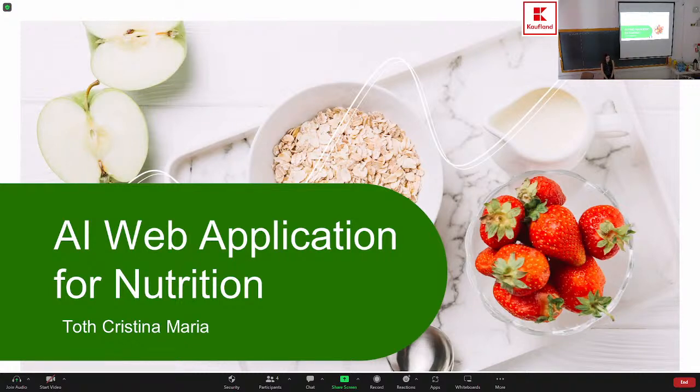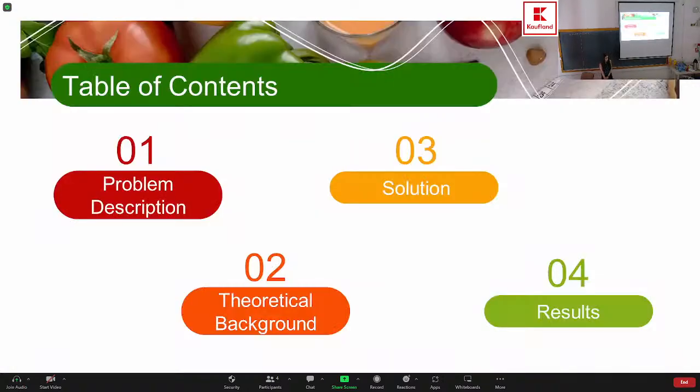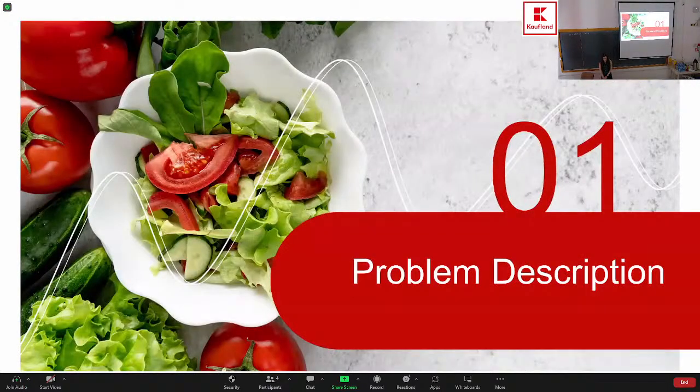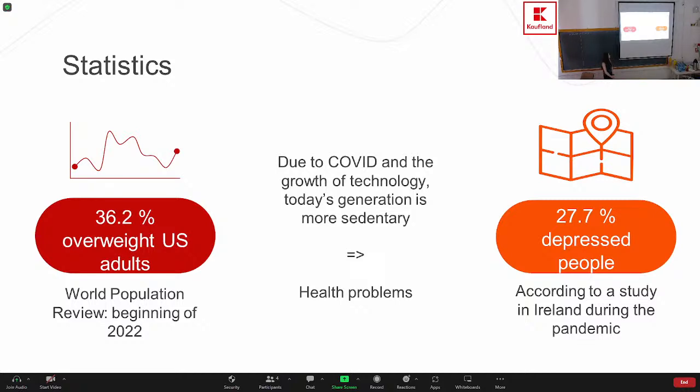Hello, my name is Dr. Christina, and today I'm going to speak about an AI web application for nutrition. I start with the problem statement. Nowadays technology is evolving at a remarkable speed, especially since a few years ago when the global pandemic hit.